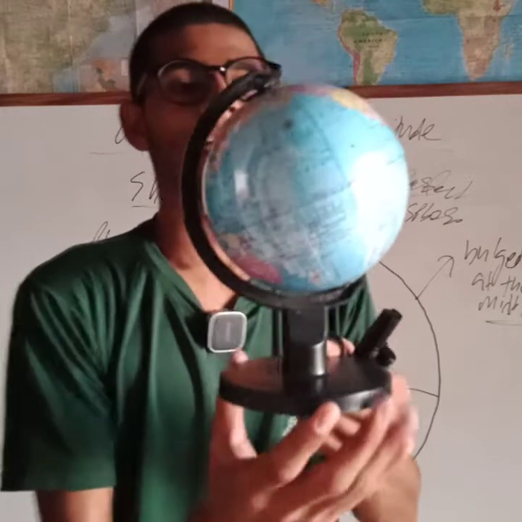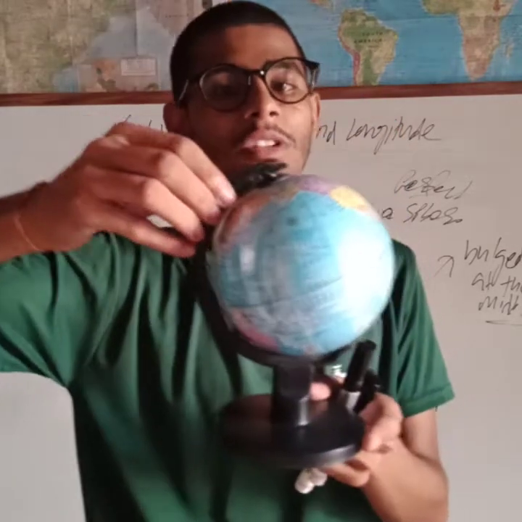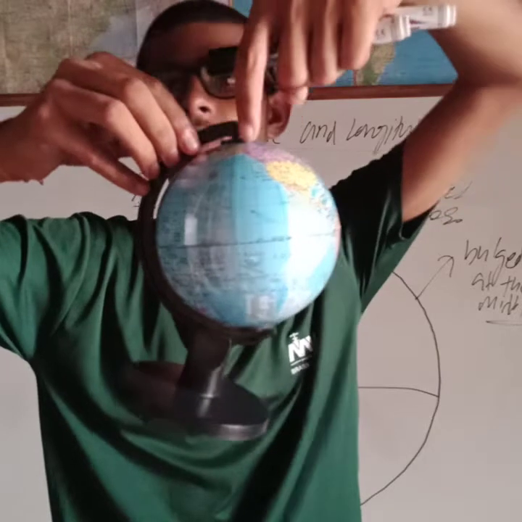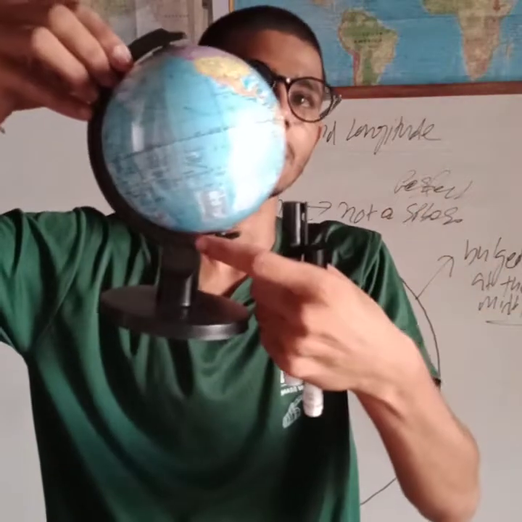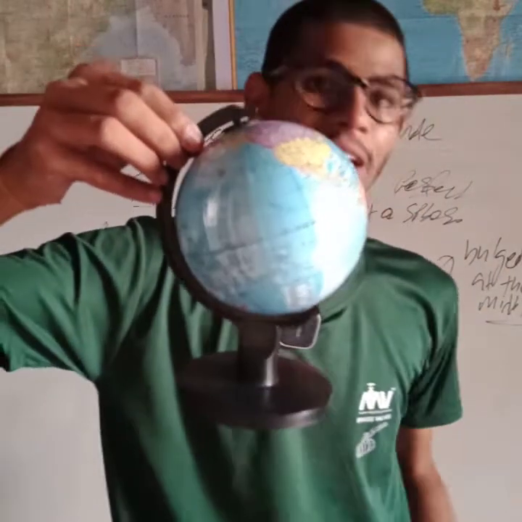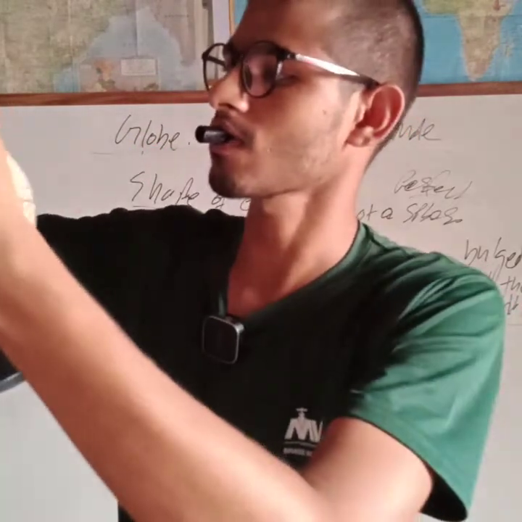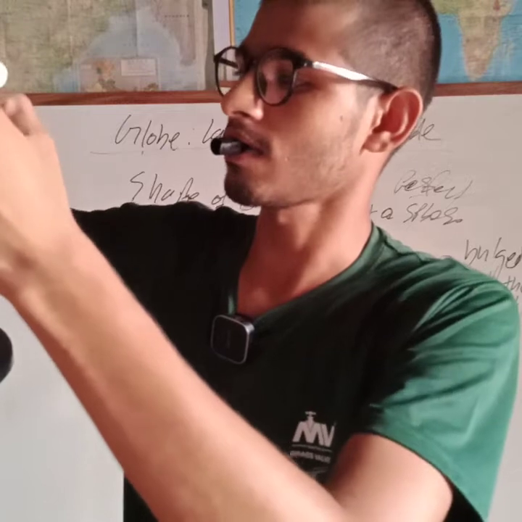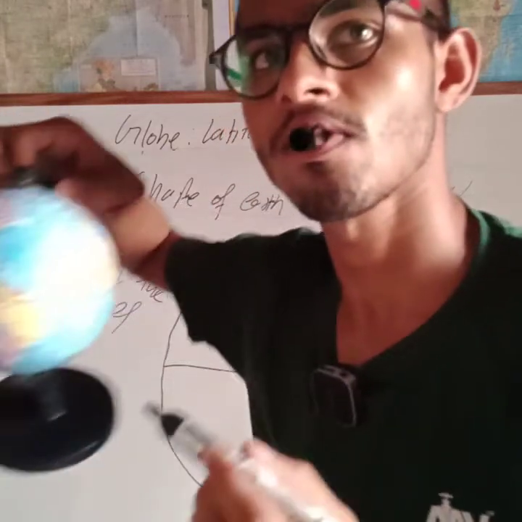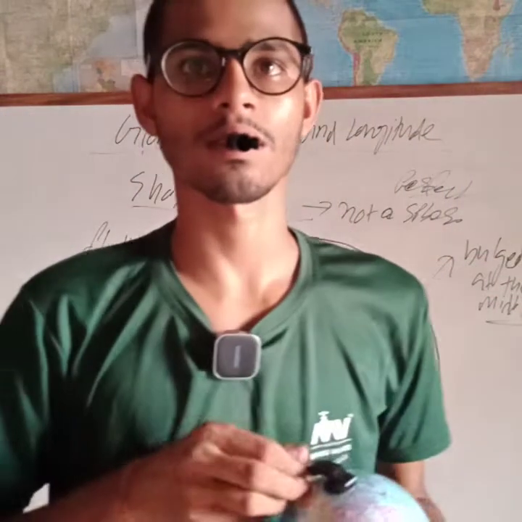Now what I was saying: what is the axis? This is the North Pole, and this is the South Pole. So whatever the line goes from, let me make it here. Let me see, is it visible or not?